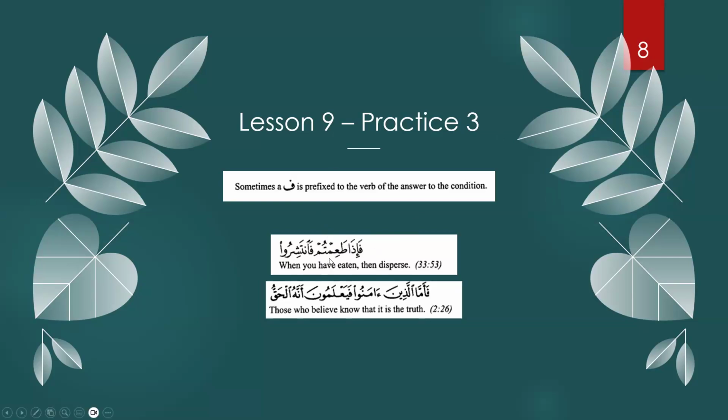To the present tense. أحسنت. When you have eaten. You see that? And then to show that response, the fa comes. You see that fa is right there? This fa is showing that it's coming on top of the response verb. فانتشروا.